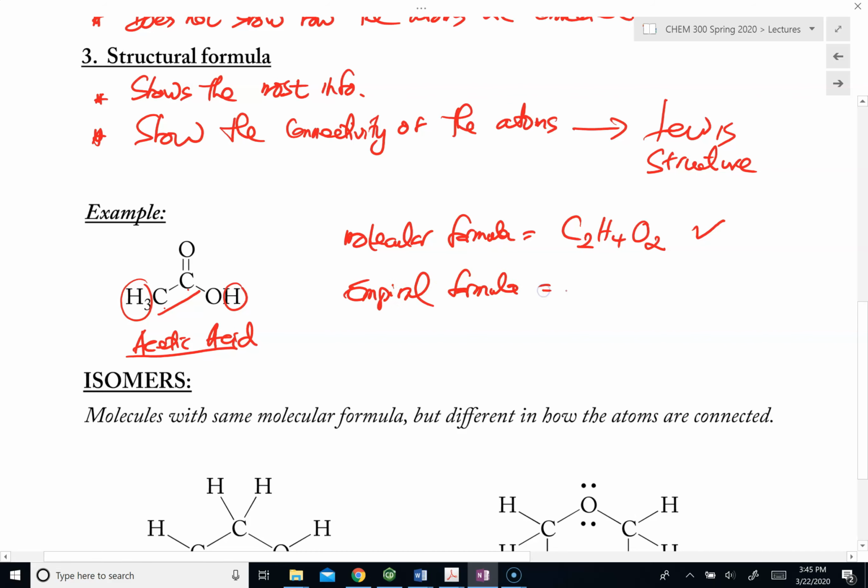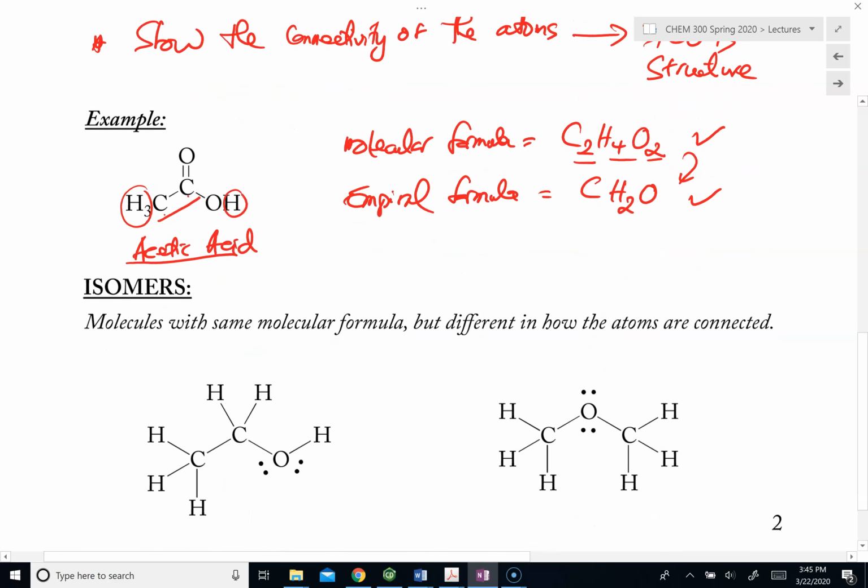Now, the empirical formula of this molecule will be CH2O, or C1H2O1. And the reason why is because the empirical formula shows the lowest ratio of the different elements. So here in this case, the ratio between carbon to hydrogen to oxygen is 2 to 4 to 2, which we can further reduce to 1 to 2 to 1. And therefore we have our empirical formula.